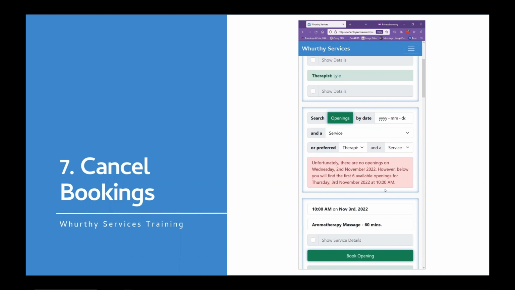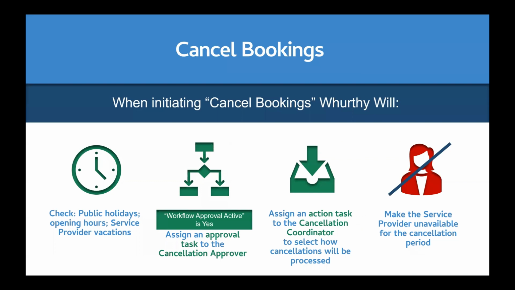Now, obviously, if I'd done that for a date range, then it would have made the service provider unavailable until the end of that date range. I just happened to pick one day. Anyway, what I'm now going to do is the final review. So cancel bookings, this is a summary of the key checks and business rules that are being applied here.